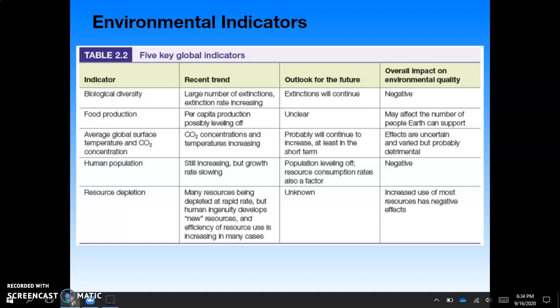Human population is another indicator. It is still increasing, but the growth rate is slowing. So the rate at which our population is growing is slowing down. The population is leveling off. Resource consumption rates are also a factor.